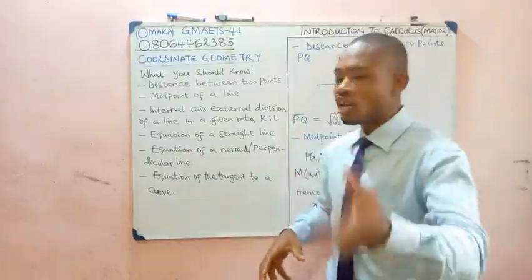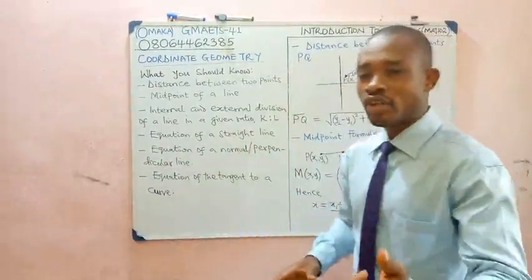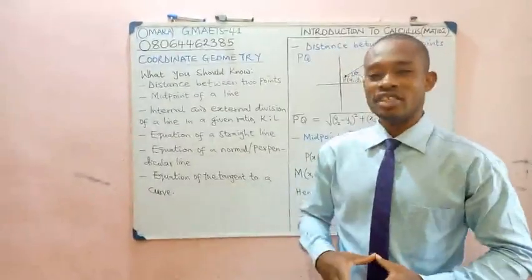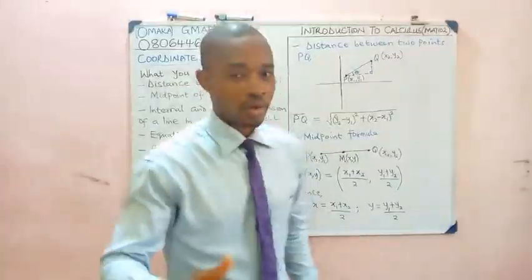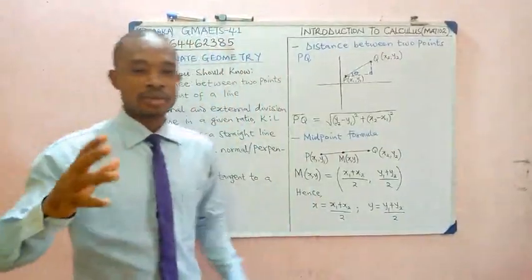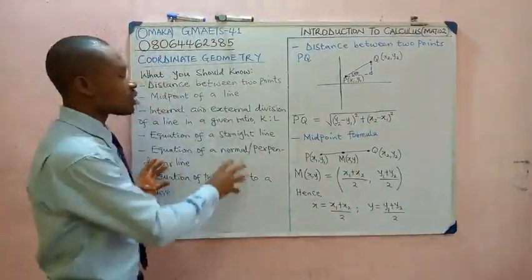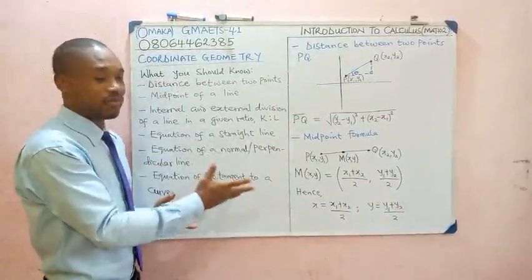We're going to talk about internal and external division of a line. We will look at the equation of a straight line, the equation of a normal line, also called perpendicular line, and then we'll talk about the equation of the tangent to a curve. It could also be a tangent to a circle, alright? Although in our previous classes in calculus, that's differential calculus, we've looked at the concept of equation of tangent to a curve briefly there, okay?